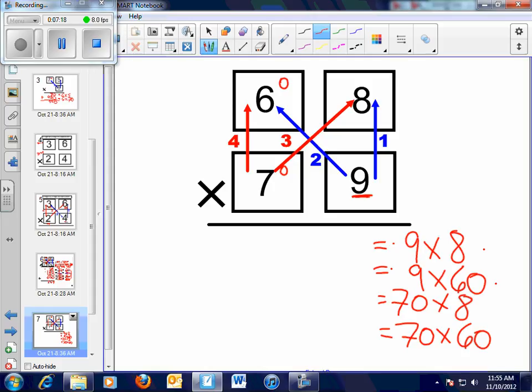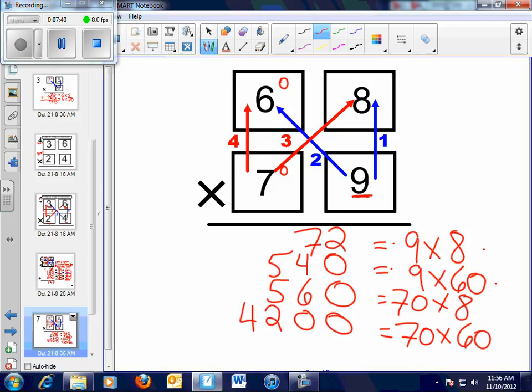So 9 times 8, 72. 9 times 60. 9 times 6 is 54. Bring back the 0. 70 times 8. 7 times 8 is 56, and I bring back my 0. 70 times 60, I have 2 zeros. 7 times 6 is 42, and my 2 zeros. I'll add it all up.